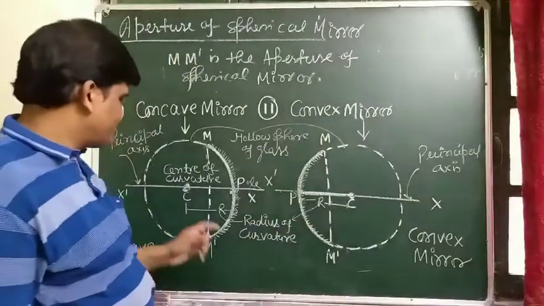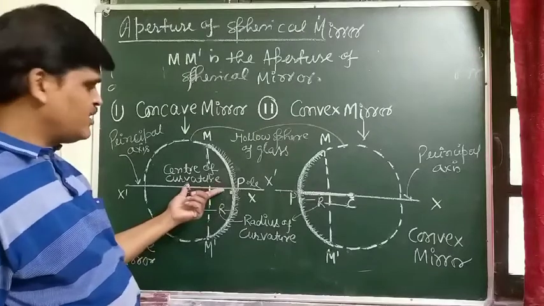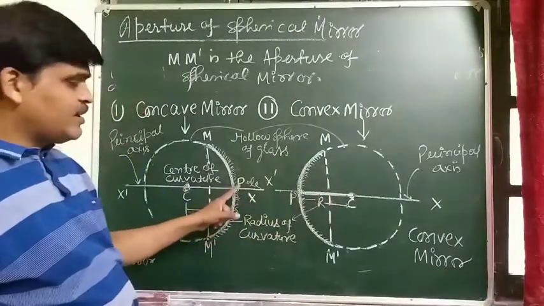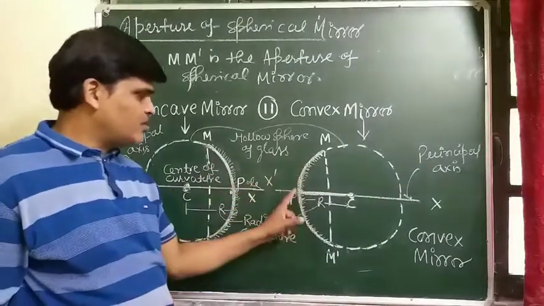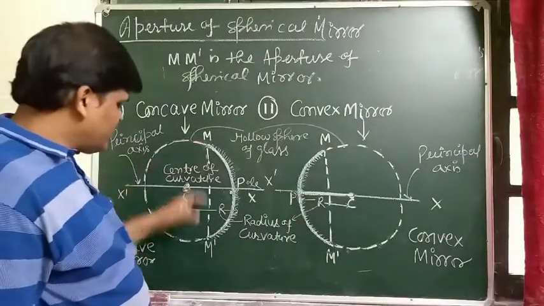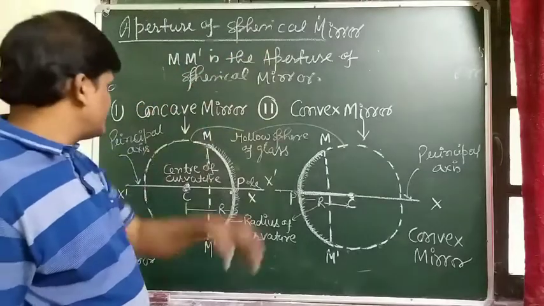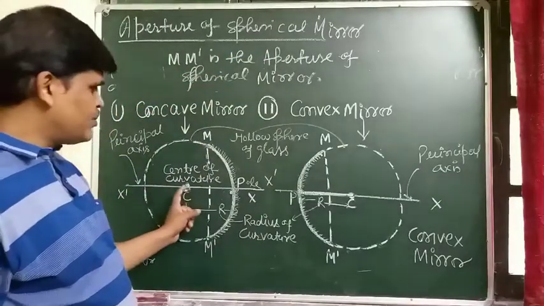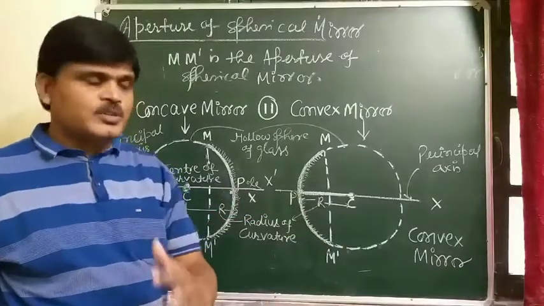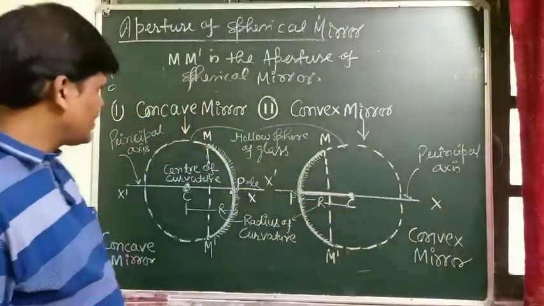So once again, this is the center of curvature. The distance between the pole and the center of curvature is known as what? Radius of curvature. And the center portion of the spherical mirror, that is what? Pole of a mirror. The diameter of the reflecting surface of a spherical mirror is known as the aperture of a spherical mirror. And a straight line passing from the center of curvature to the pole of the spherical mirror, produced in both directions, is also known as what? Principal axis.